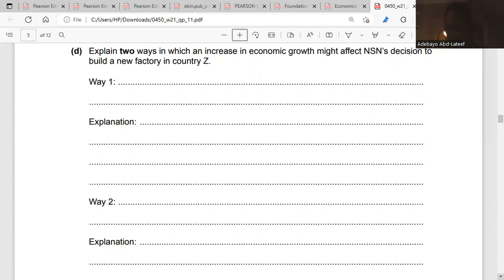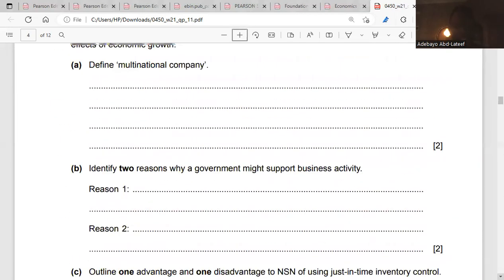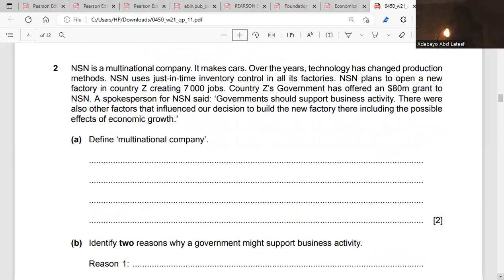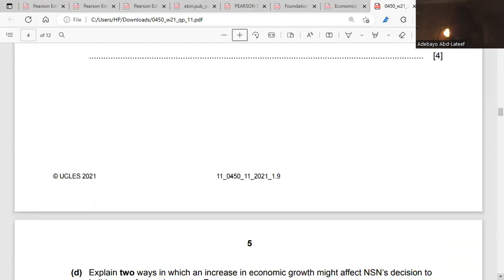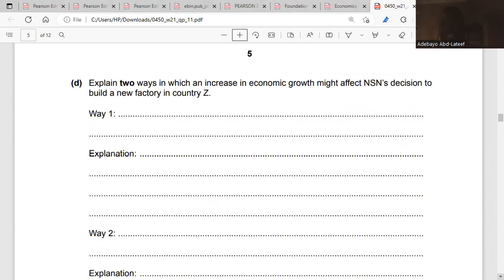The second one, which I see as a problem for NSN, is that NSN needs around 7,000 workers. They said NSN plans to open a new factory in country Z, creating 7,000 jobs. But country Z is already having economic growth, which might mean that a lot of people have jobs. So if almost everyone has a job, it might be difficult for NSN to find the 7,000 workers needed to open the factory, because almost everybody has a job due to economic growth.